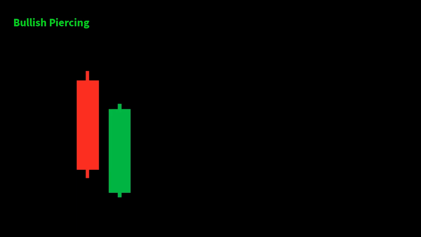For a piercing candlestick pattern to be genuine, the next bullish candlestick after the first candlestick must have a lower low than the low of the previous bar, which is the bearish candlestick. Also, the bullish candlestick must have a high at the range of the midpoint or slightly above the previous bar, which is the bearish candlestick.